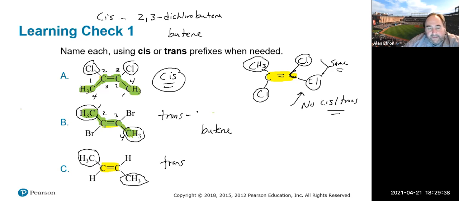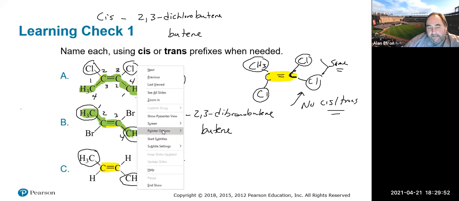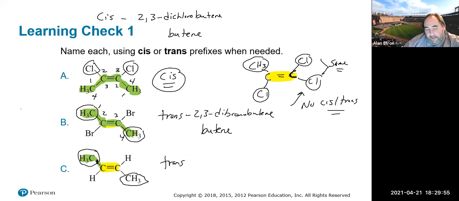This would be trans 2,3-dibromo butene. Question on that one there. What would the last one be? Well, the last one would be 1 carbon, 2 carbons, 3 carbons, 4 carbons, and there really is no groups in terms of naming there. These hydrogens aren't considered groups in terms of the naming part. So this actually would just be trans 2-butene, 2 because the double bond located at carbon number 2.